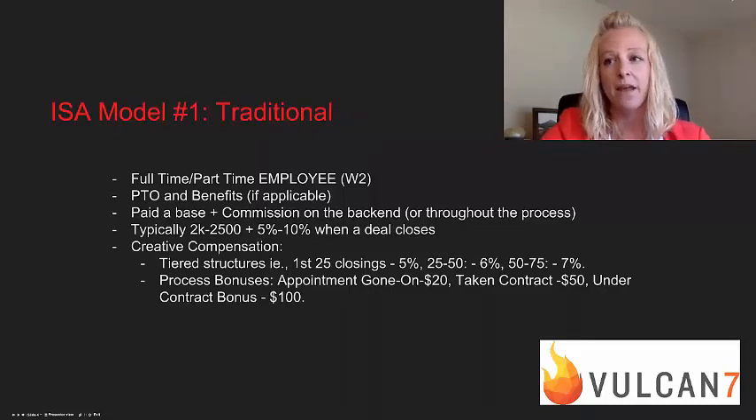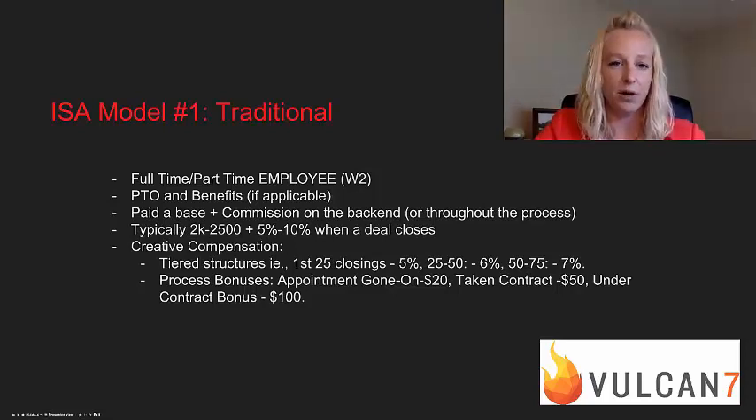So understanding what jobs are out there in your market and understanding what's competitive with those packages is also an important piece. Now, most people follow a paid base, right? A base salary plus commission on the back end, or throughout the process. So we'll talk about those two options. Typically, you're looking at a $2,000 to $2,500 base per month. That's typically a pretty competitive salary with ISAs as far as the base goes. And then you're looking at probably 5 to 10% commission on the back end.